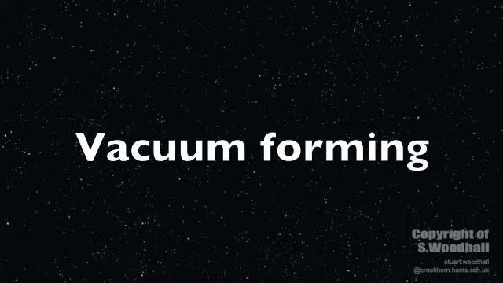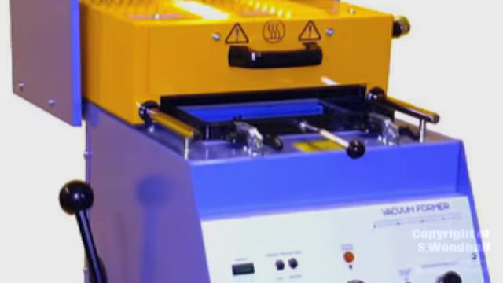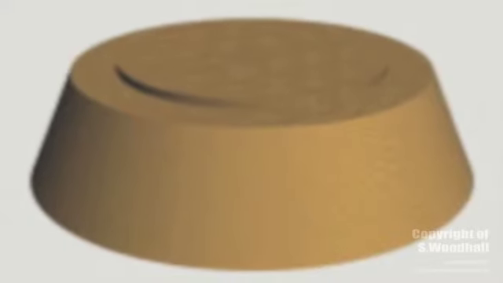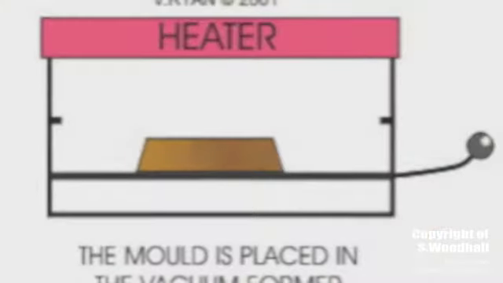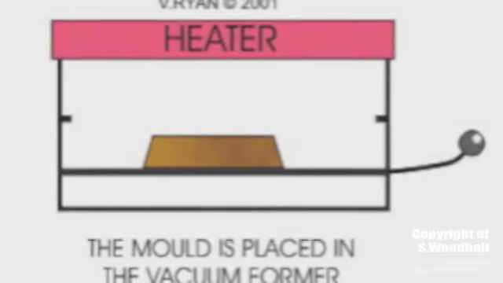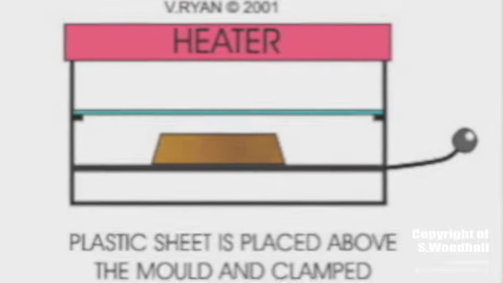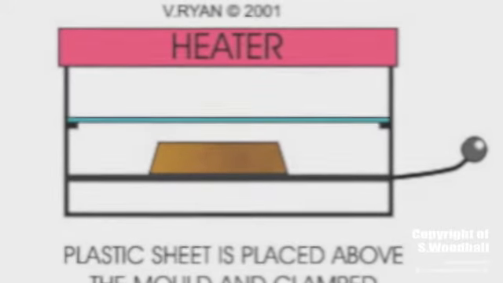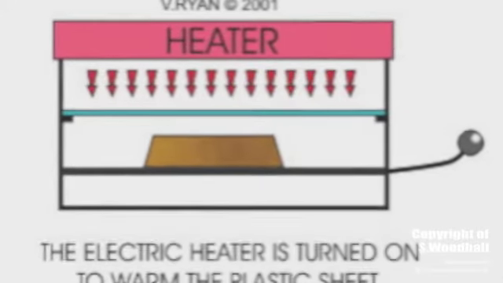The next method we're going to look at is vacuum forming. In vacuum forming, this involves creating a former out of a piece of wood that has been shaped, placing it into the vacuum former onto a bed that is lowered. A sheet of polystyrene, high impact polystyrene, is then placed into the vacuum former and heated.